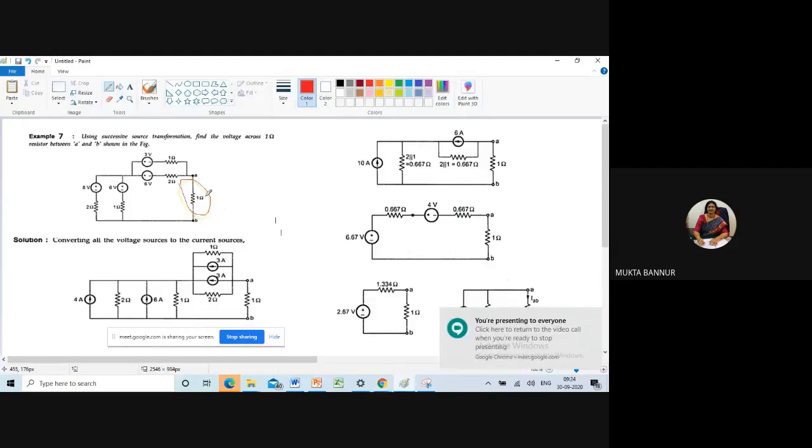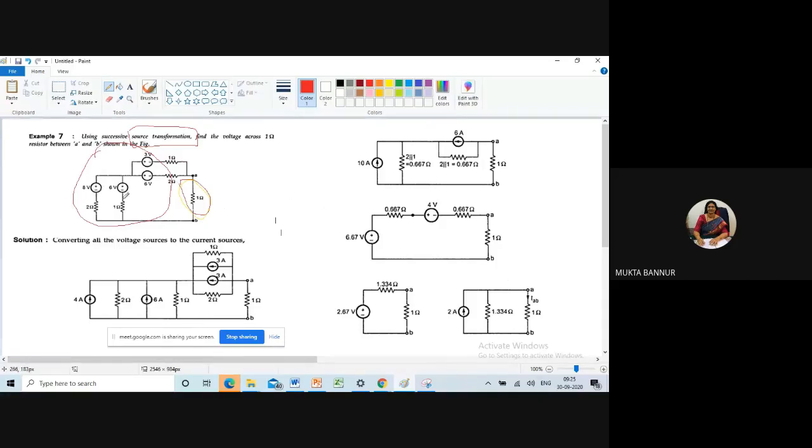Okay. So to evaluate the current through the 1 ohm resistor, which method do we need to apply? Source transformation. We need to apply source transformation. See, this is a very complicated circuit, since it has 4 voltage sources.